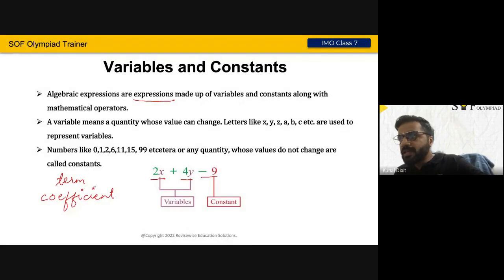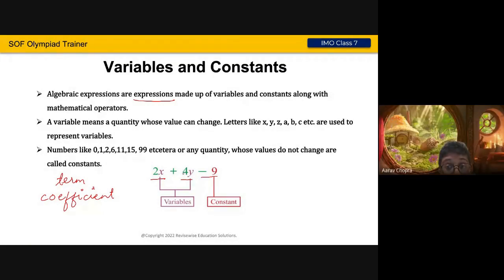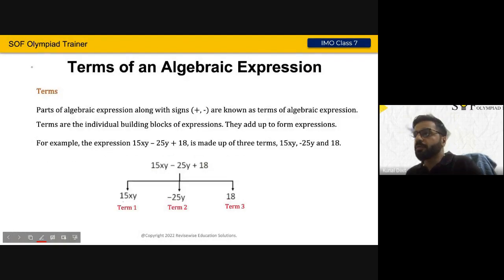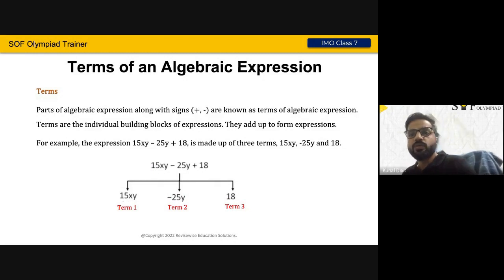When I ask what is the coefficient of x, your answer should be 2. When I ask what is the coefficient of y, your answer should be 4. Understand how this functions and get familiar with the terminology. Make your own notes if you don't already know these things. I've already explained the term part, so when any expression is given to you, you can break it into terms and see which are which terms.